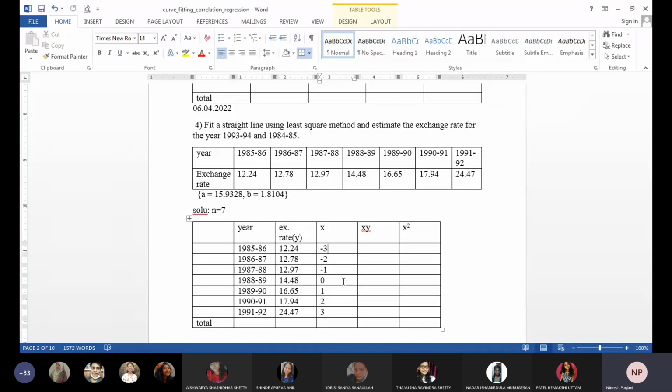Meaning, as you go up from the central most observation, you have to subtract 1. As you come down from the central most observation, you have to add 1. Okay, this is what you will have to do when your n is odd. I'll just tell you what is to be done when n is even.